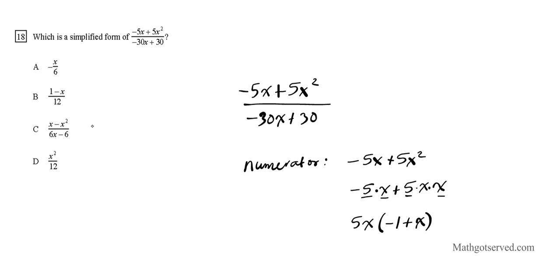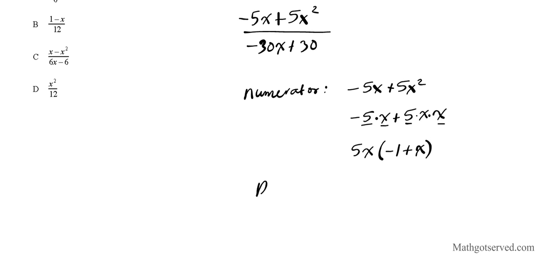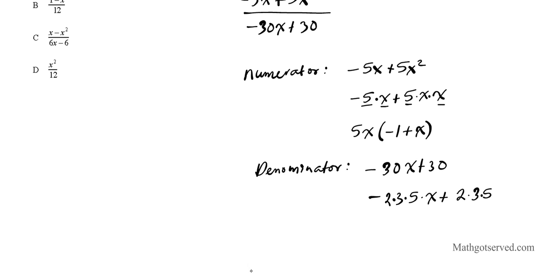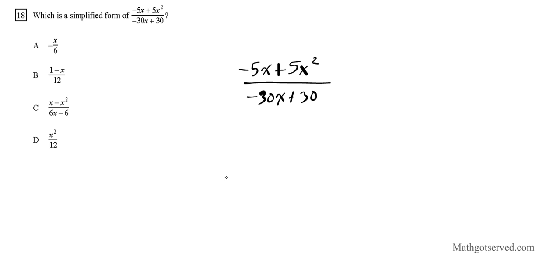Alright, and then the denominator. We're going to factor negative 30x plus 30. So 30 breaks down into 2 times 3 times 5 times x, and then 30 breaks down into 2 times 3 times 5. We can clearly see here that we can factor out 2 times 3 times 5. So it's 30, so we have negative, factoring out positive 30 actually. So when we factor out positive 30, alright, let's go ahead and do this one again.